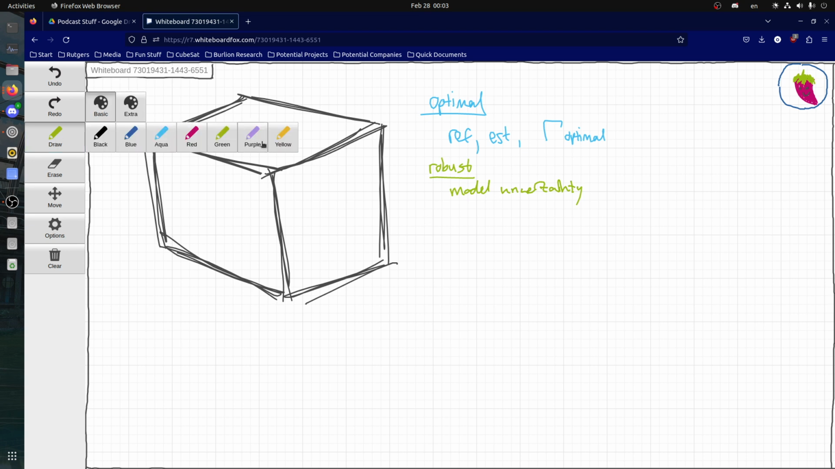Let's see what the next one is. Adaptive control. Okay. Adaptive control, I think it was the Wikipedia page that mentioned this, and I really like this. I don't know how true it is, but I'm going to hope it is true. Adaptive control is when you are learning how to control your system by controlling your system.